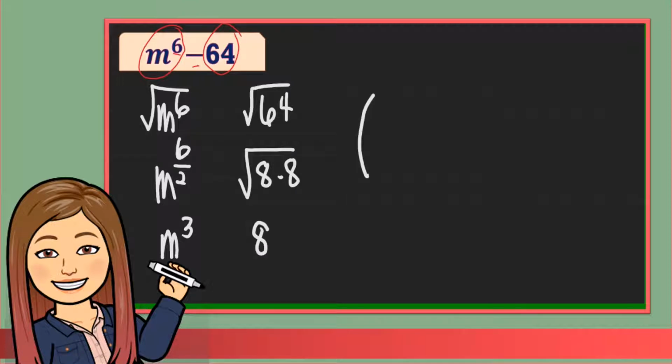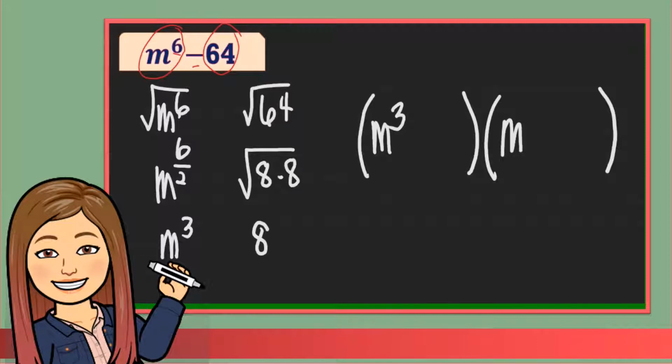So therefore, let's proceed on making the two sets of parentheses. Let's write first the square root of m to the power of 6, which is m to the power of 3, and the square root of 64, which is 8, and then write it as a sum, plus, and difference or minus. So therefore, m cubed plus 8 multiplied with the quantity of m cubed minus 8 is our factored form.